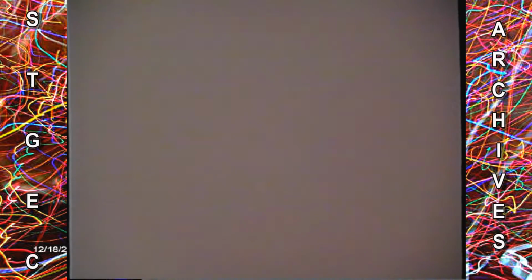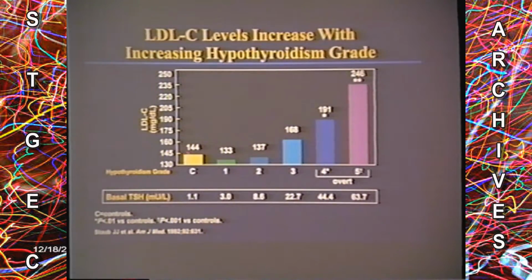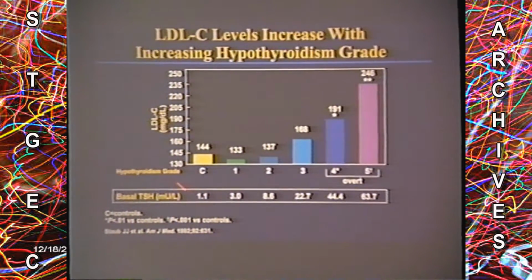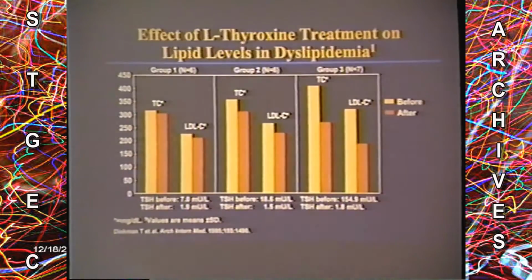And there is a good correlation as your TSH goes up, 1.1. Again, normal is from 0.5 to 5. So 1.13, once you start going higher, 8.6, 22, 44, 63, as your TSH goes up, the LDL correspondingly goes up. Now let's look at it the other way around. Patients with high cholesterol, if you give thyroid hormones, what happens?